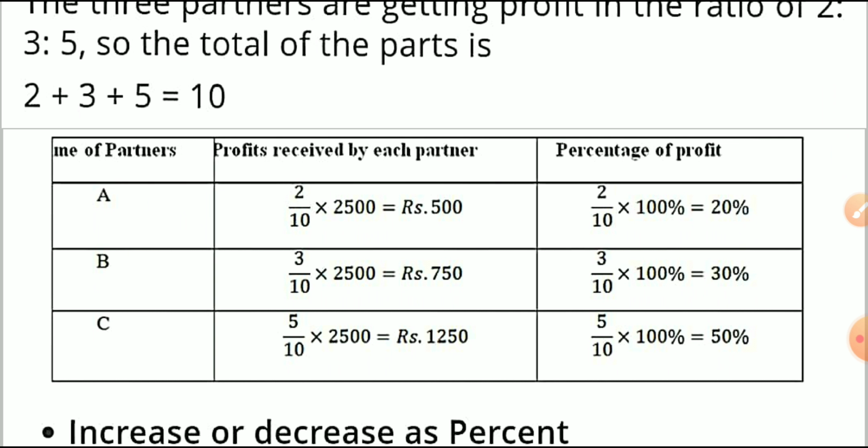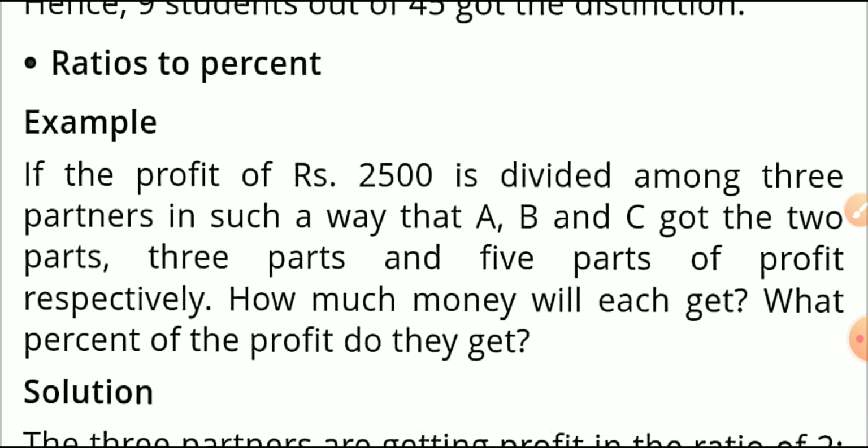So 2 upon 10 multiplied by 100 is equal to 20%. 3 upon 10 multiplied by 100 is 30%. And similarly 5 upon 10 multiplied by 100 is 50%. So 20% profit is received by A, 30% by B, and 50% by C. Okay.